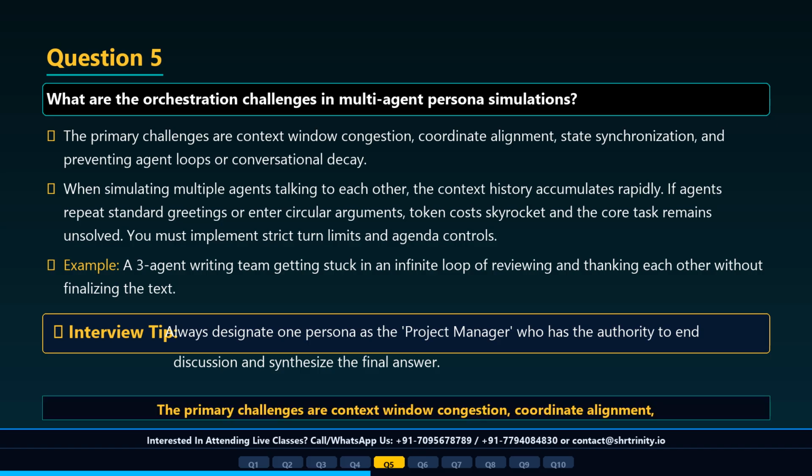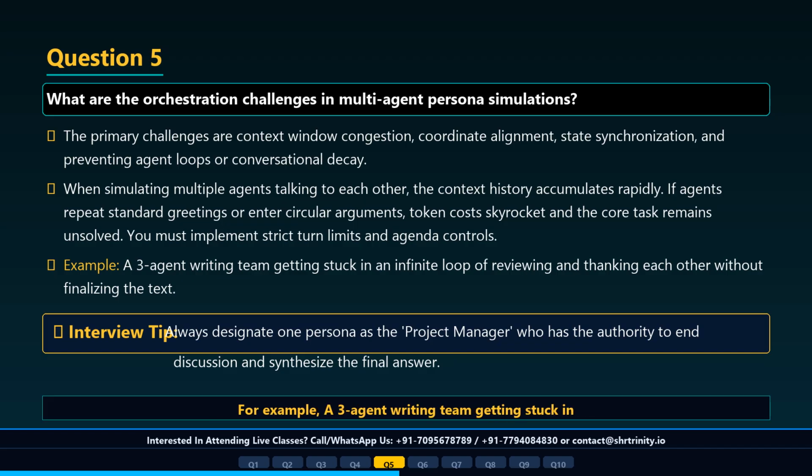The primary challenges are context window congestion, coordinate alignment, state synchronization, and preventing agent loops or conversational decay. When simulating multiple agents talking to each other, the context history accumulates rapidly. If agents repeat standard greetings or enter circular arguments, token costs skyrocket and the core task remains unsolved. You must implement strict turn limits and agenda controls.